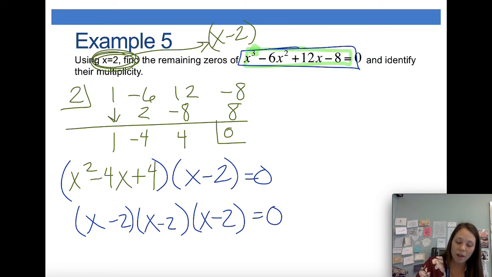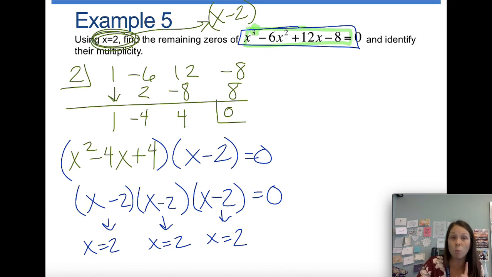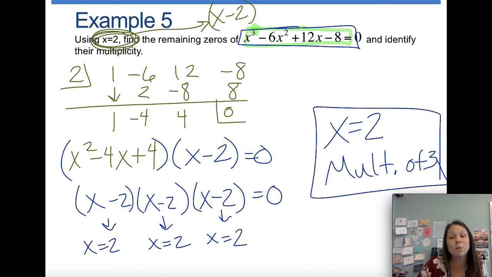Well, if I have x minus 2 and I solve it for x, that's going to give me x equals a positive 2. All three of these factors will actually give me x equals a positive 2. What that means is we only have one unique answer, and it's x equals 2, but it has a multiplicity of 3. That's why when you graph this equation, you see that it only crosses the x-axis at one point, but at that one point, it has a multiplicity of 3. So it's counting 3 times.